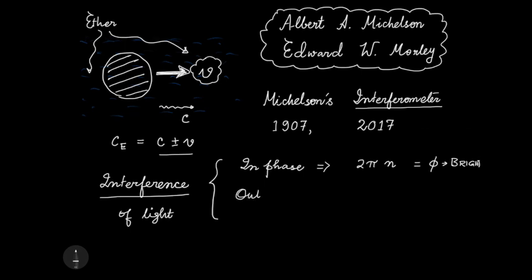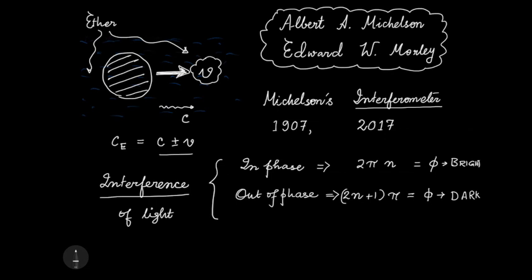On the other hand, if I have out of phase, that is, the phase difference is an odd integral multiple of pi, that gives me dark fringes. This is the only thing that you should remember from your study of interference in your +2, and this is the only thing that you will be using anyway.